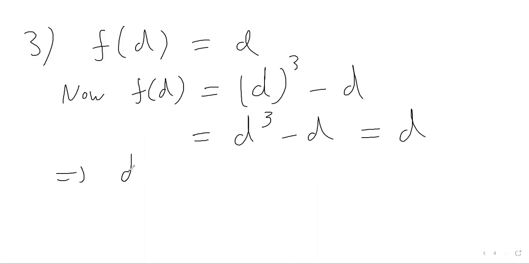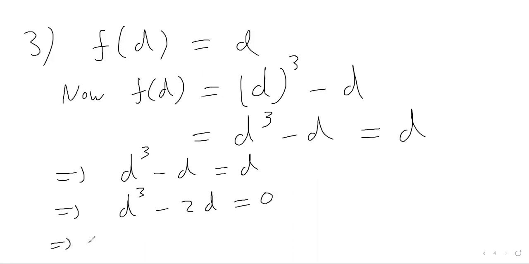So we get this cubic equation, d cubed minus d equals d. We just take away d from both sides. We get d cubed minus 2d equals 0. Now let's try to factorize this. So we get d, because they both contain a factor of d. So d times d squared minus 2 is equal to 0.